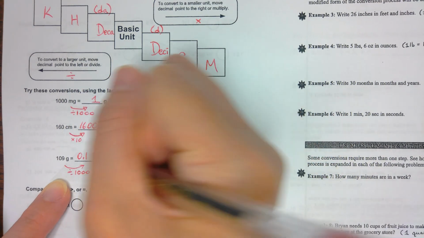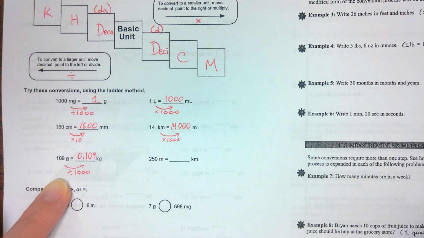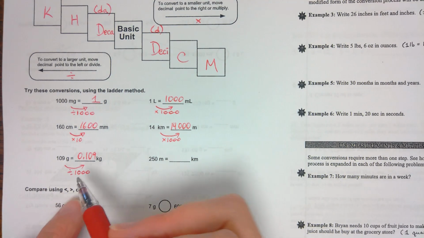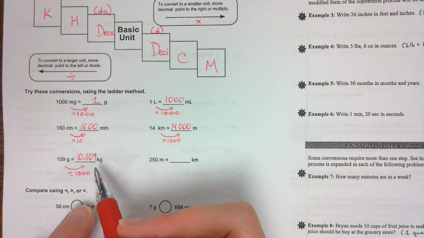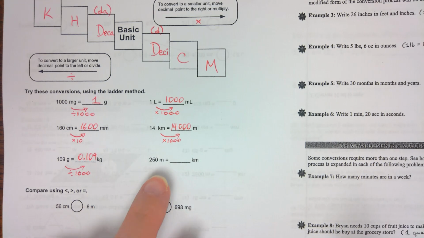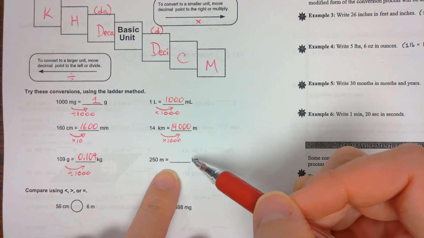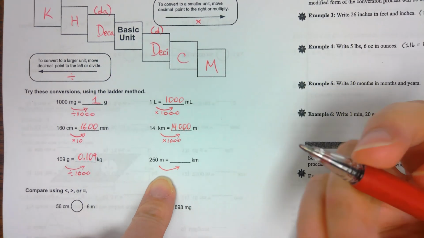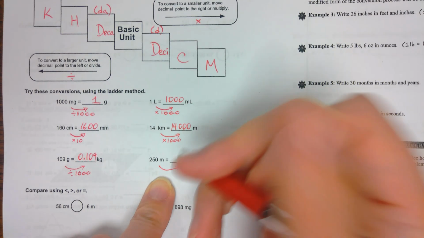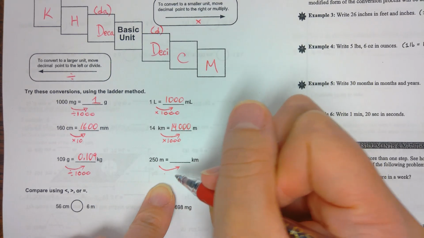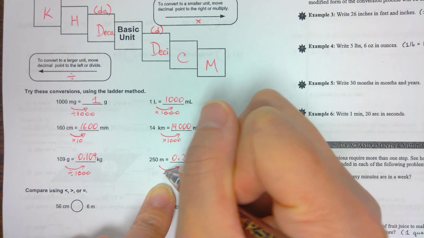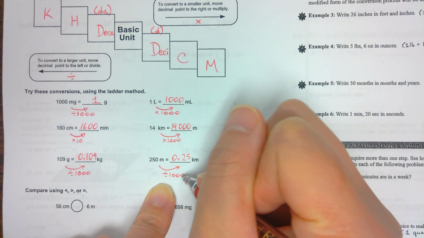0.1. Okay. So don't leave out that 0.009 kilogram, because 0.009 kilogram is actually a lot. Okay, because it's in kilogram. What about this one? Meter to kilometer. 0.25. Good. And you divide it by 1,000.